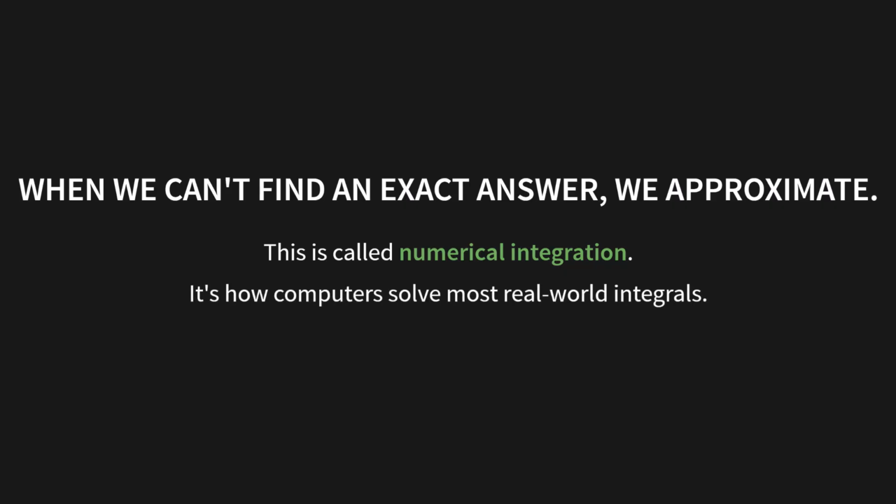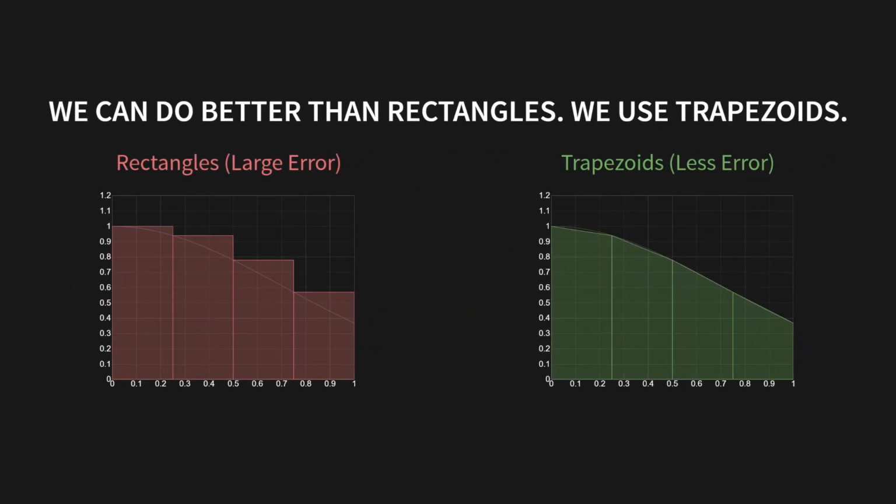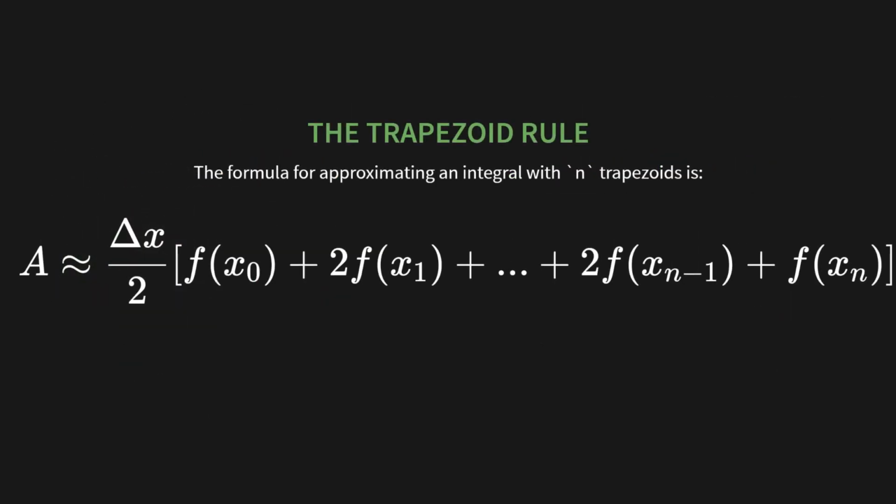Instead of finding a perfect formula, we just add up a bunch of simple shapes. We can do better than rectangles, though. We use trapezoids. They hug the curve much more closely, which means less error. This leads us to the trapezoid rule. The formula looks a little intense, but the idea is simple.